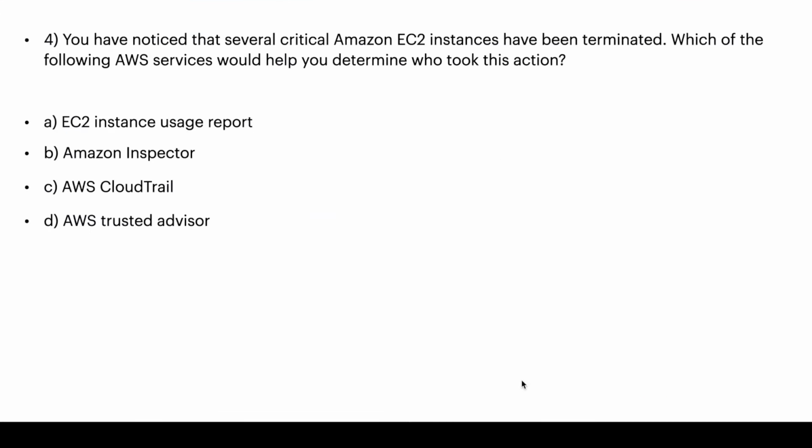Several critical Amazon EC2 instances have been terminated. Which of the following AWS services will help you determine who took this action? A. EC2 instance usage report, B. Amazon Inspector, C. AWS CloudTrail, or D. AWS Trusted Advisor. So the right answer is C, AWS CloudTrail. Let's check that on the AWS website.